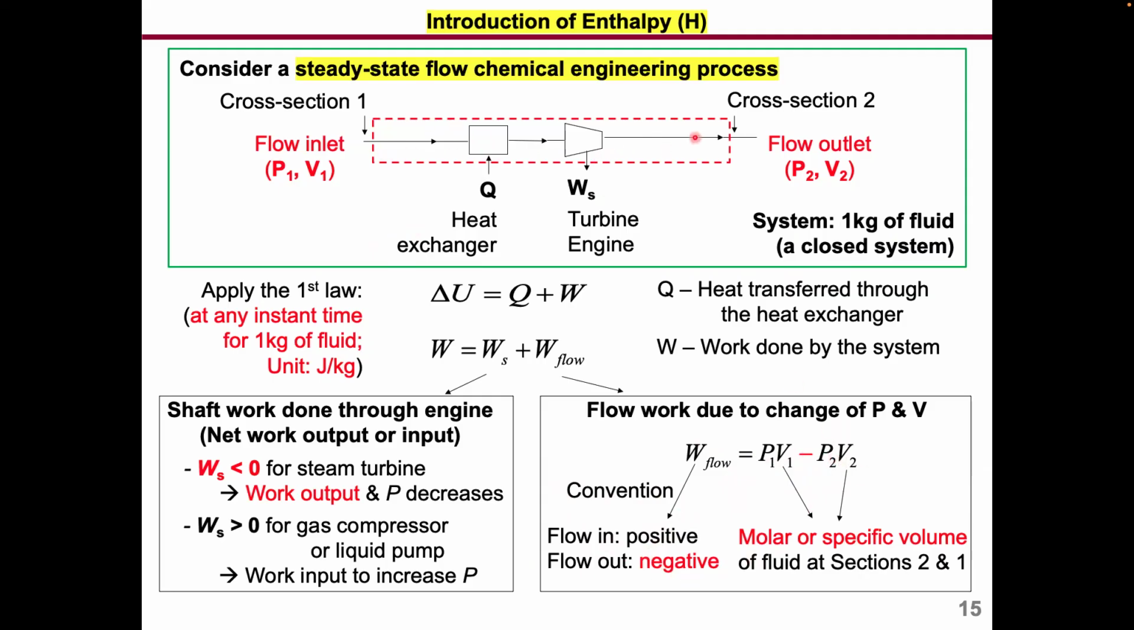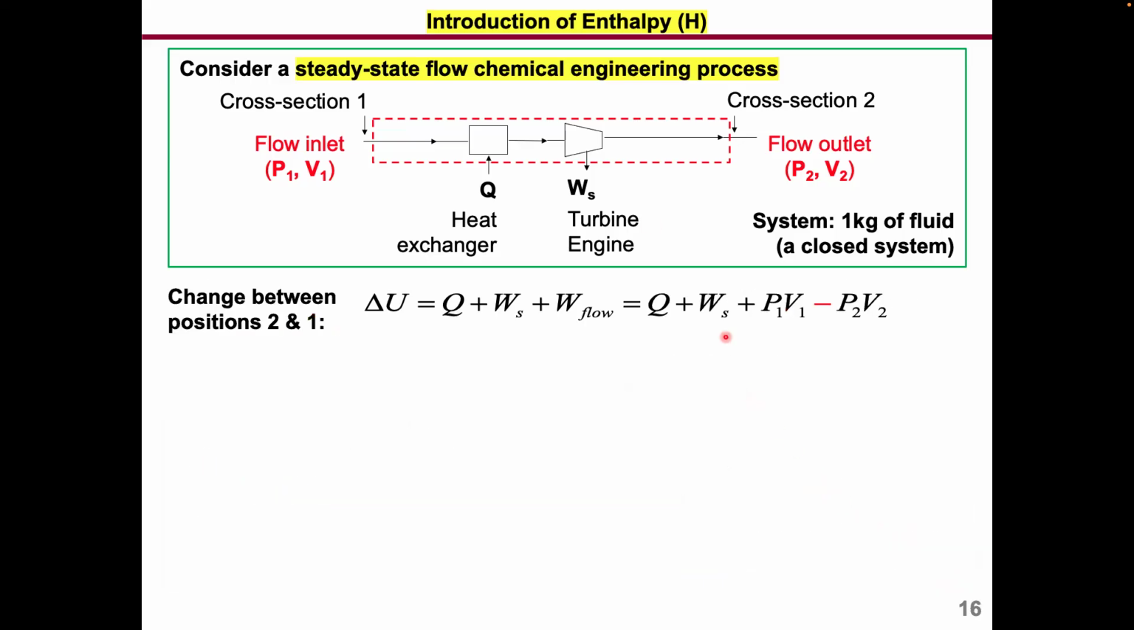So if you pick a box like this, you're flowing in, you're flowing out. So your W flow is going to be P1 V1 minus P2 V2. And again, V1 and V2 are molar or specific volume of the fluid at sections 1 and 2, okay? All right, so now we define the system, we pick the box, and then we can write the change between position 2 and 1. So delta U is equal to Q plus WS plus W flow. And then for W flow, you just plug in P1 V1 minus P2 V2 plus WS.